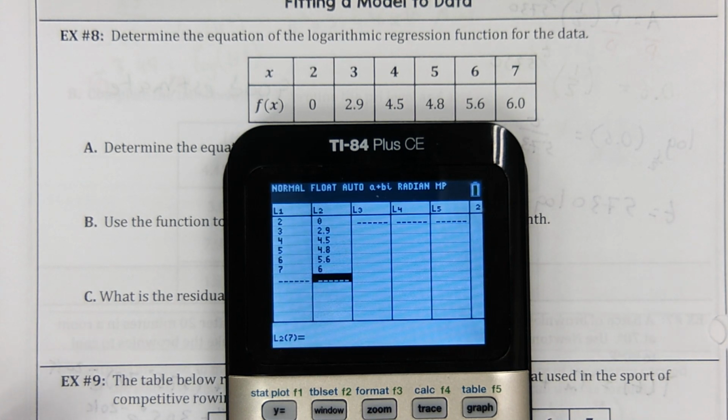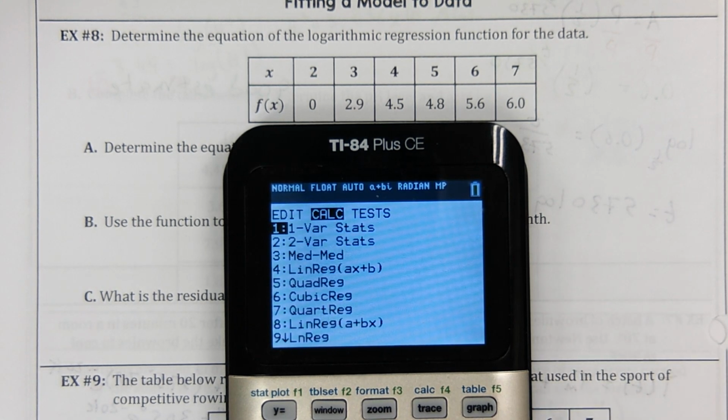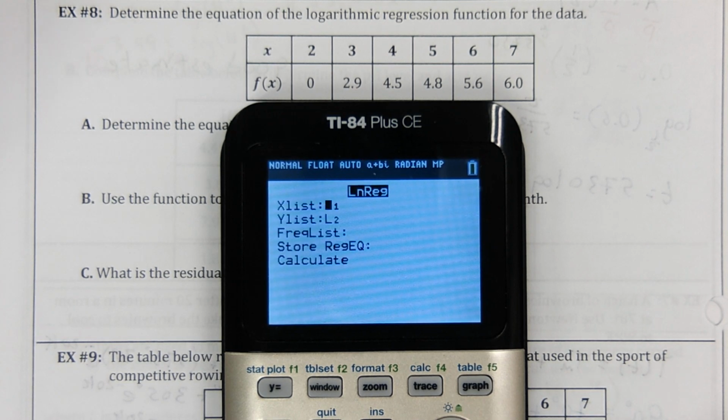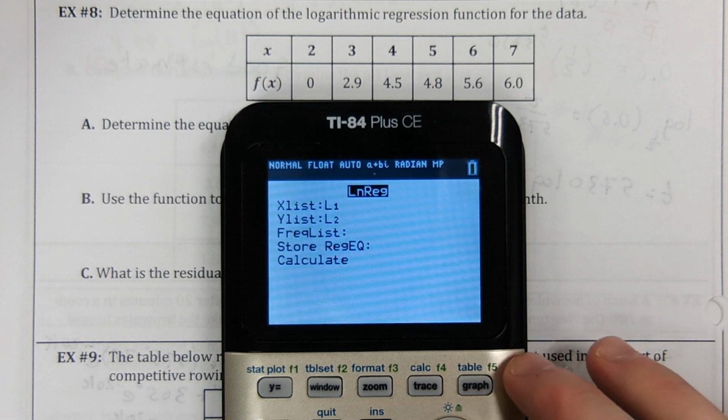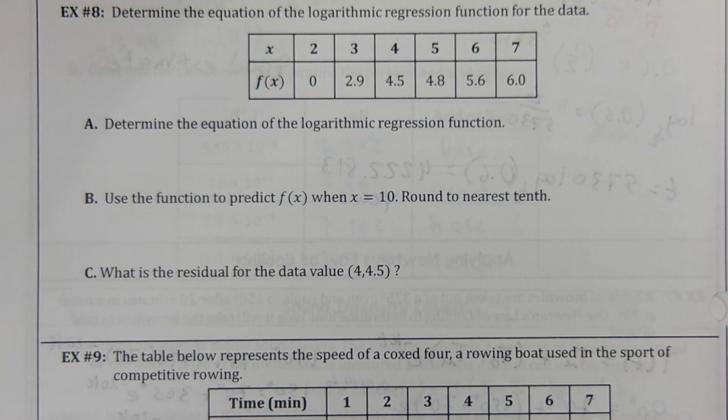The calculator only does one kind of logarithmic regression. Natural logarithmic regression. That's the only one that it does. Cool? So go stat calc and scroll down to ln reg. There it is. Natural log regression. Hit enter. Make sure x is L1, y is L2. And let's see if we need to store this thing. Am I going to have to plug anything into it?